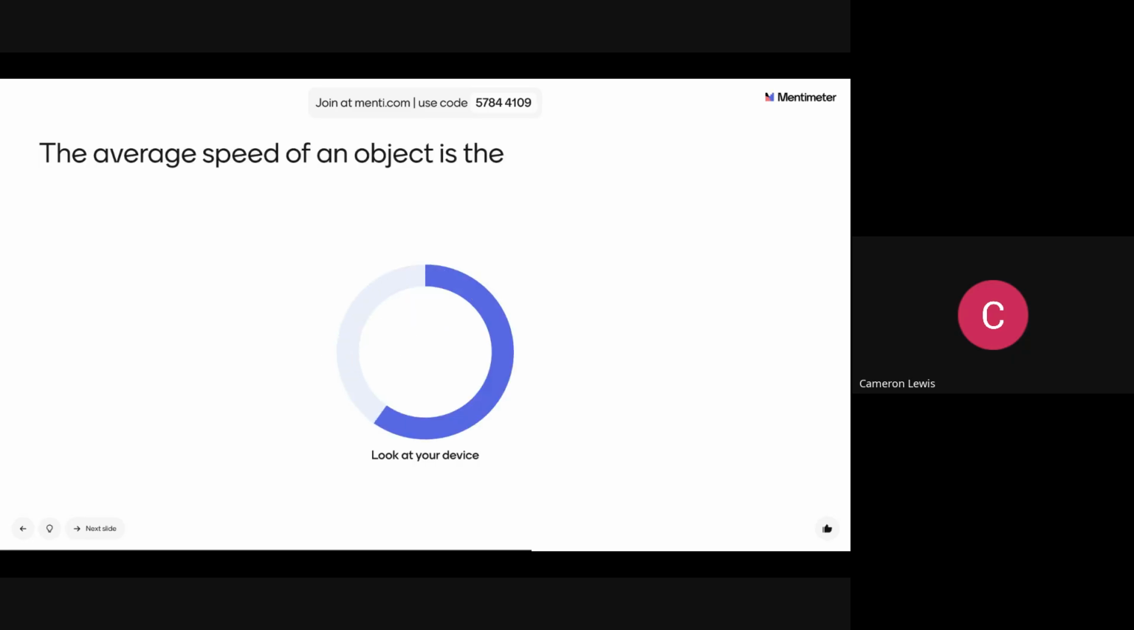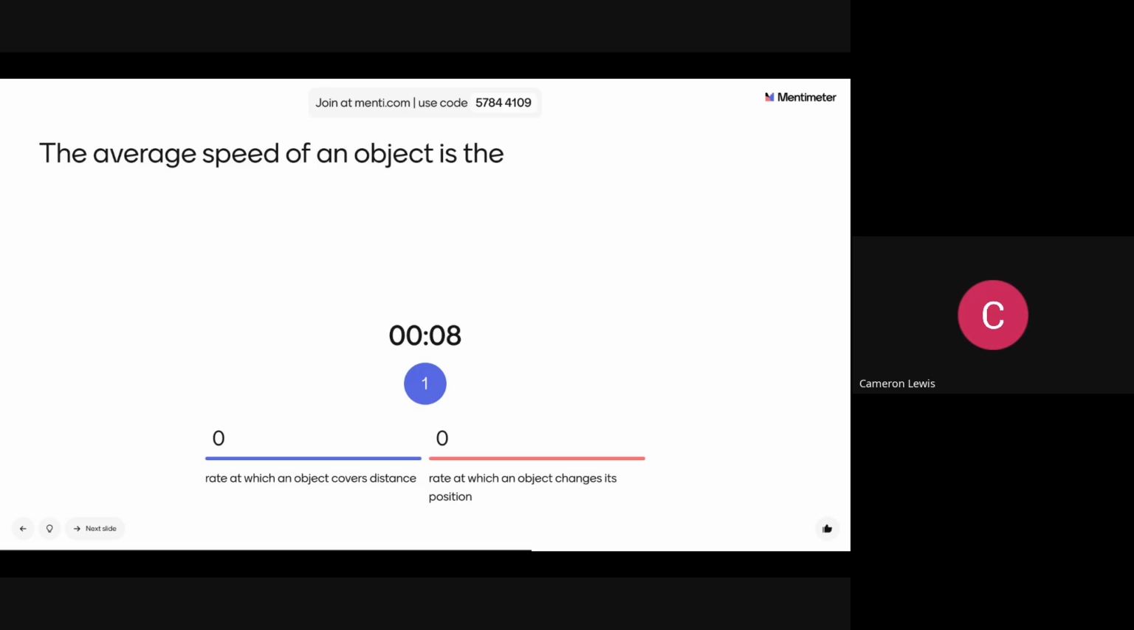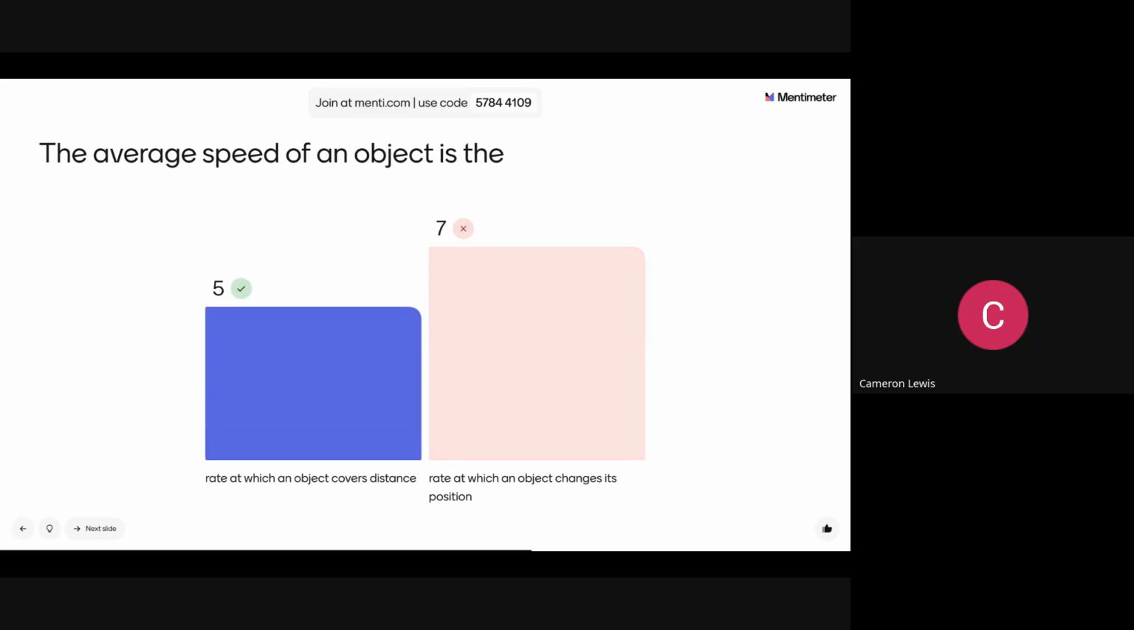So the average speed of an object is the rate at which an object covers distance, or the rate at which the object changes its position. Now, this is a little confusing, but let's think about it, right? The two concepts go together, right? The scalars go together and the vectors go together. So when we're talking about objects and speed, we're talking about the change of that scalar quantity, before we're talking about change of position. So that would be distance, right? So the rate at which the object covers distance. The rate at which the object changes position would actually be its velocity.